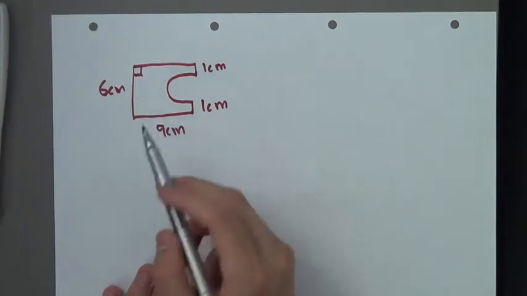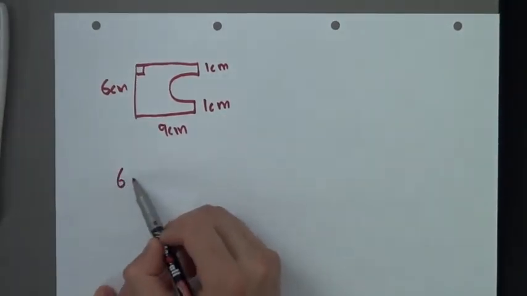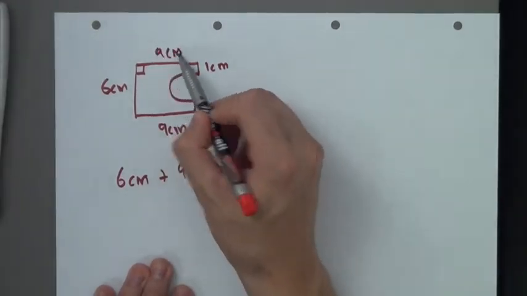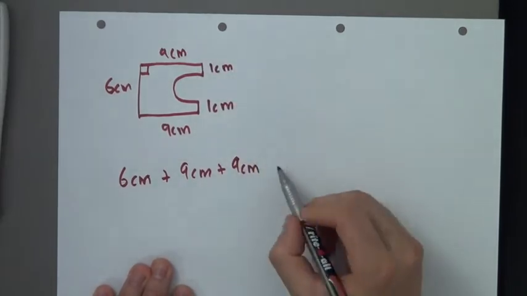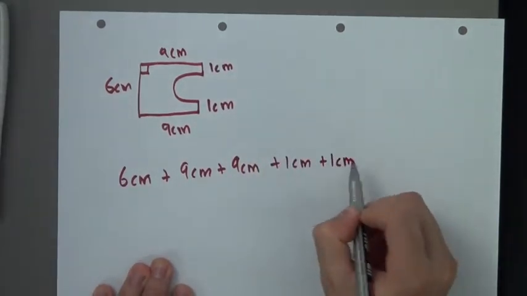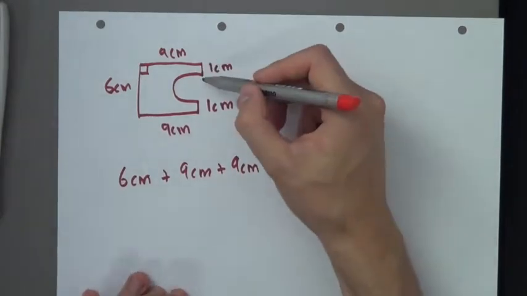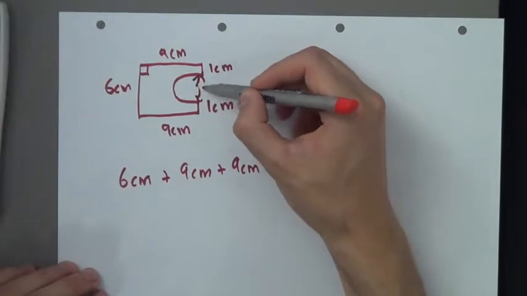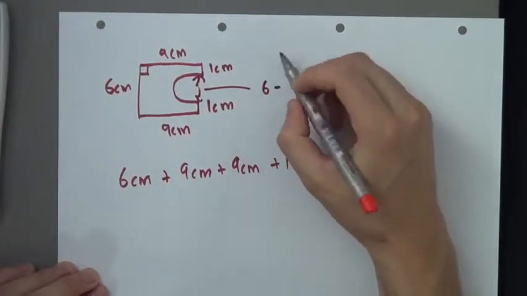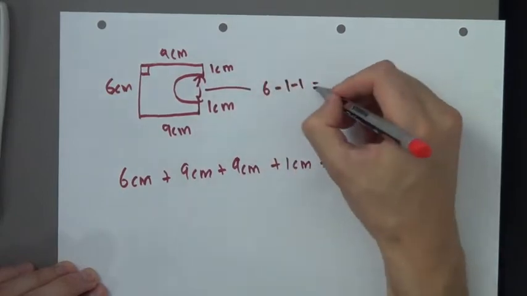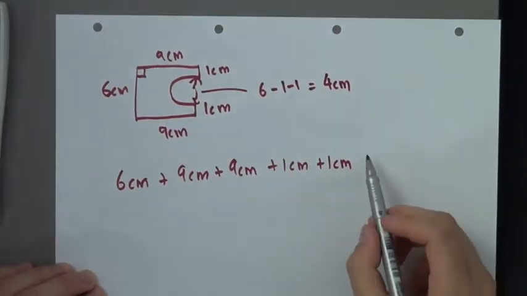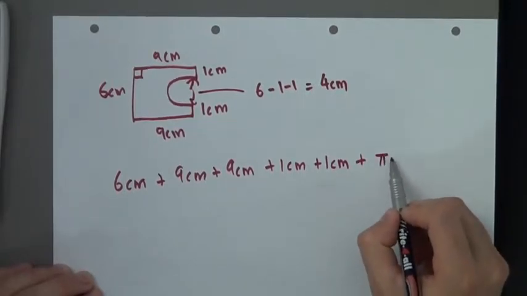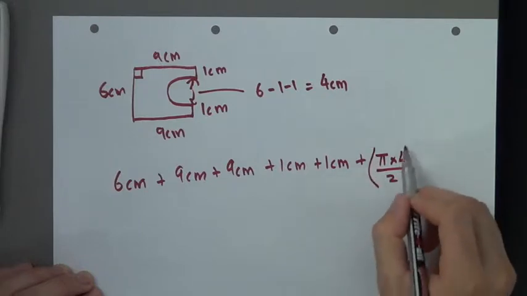Find the perimeter first. So you can say 6 centimeters plus 9 centimeters. This is 9 centimeters as well, plus another 9 centimeters, plus 1, plus 1. Plus this. Now, this is going to be half of the circumference of this circle with this diameter. Now, this diameter is equal to 6 minus 1 from these. That's 4 centimeters. So, I'm going to say plus pi times 4 divided by 2.